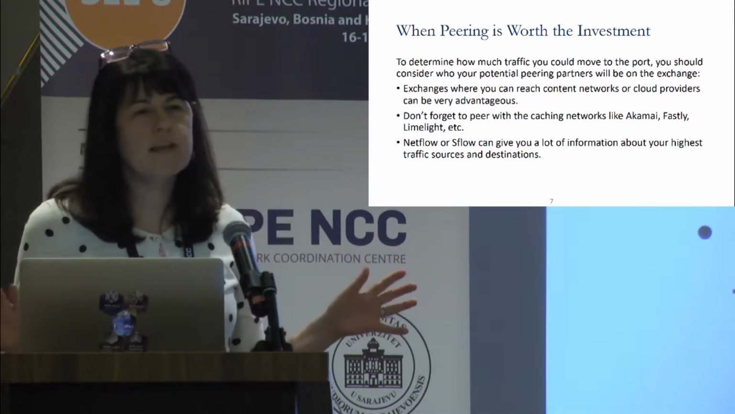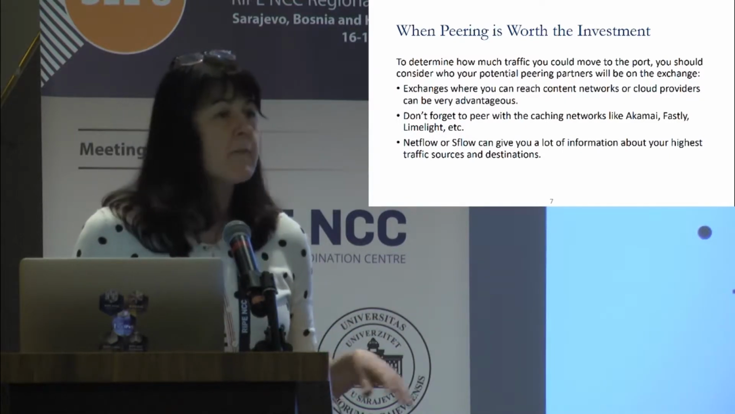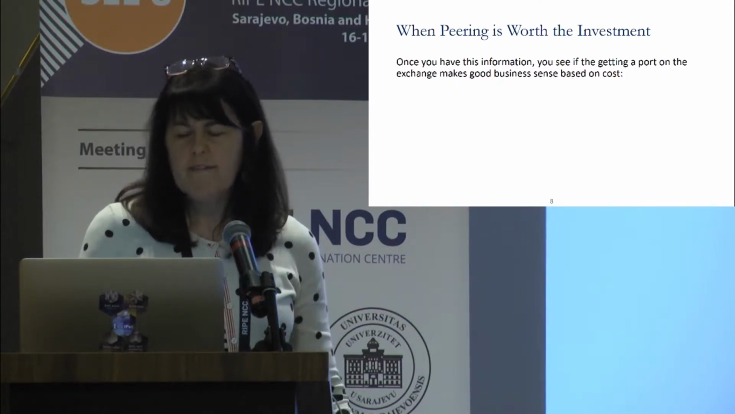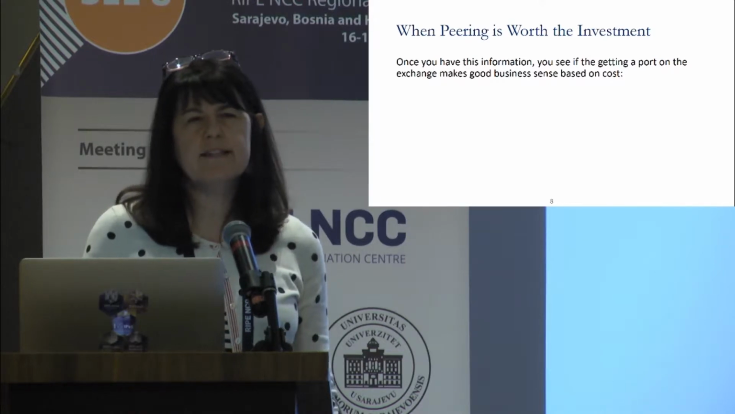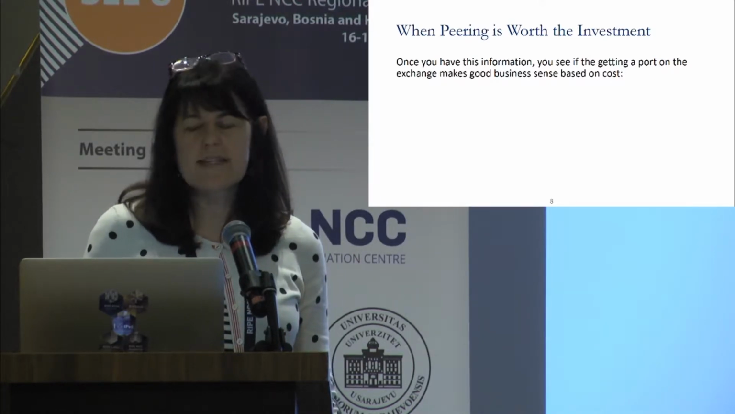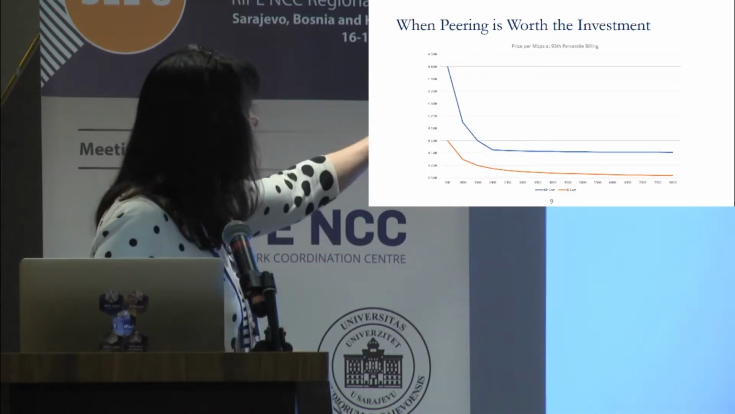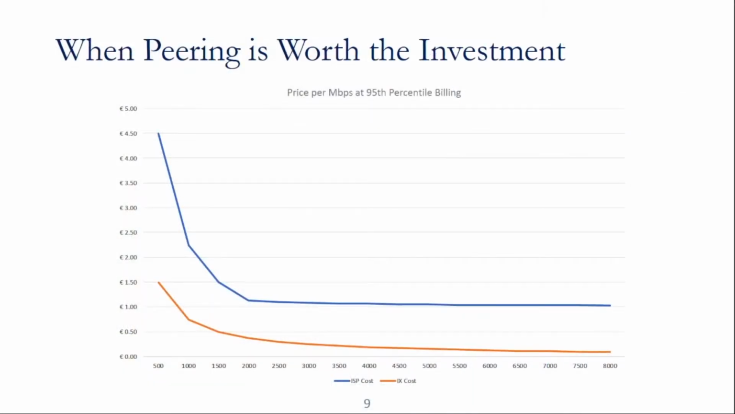So that's the reason why you should take a look at where your traffic is going, because you can make a little bit more strategic decision about who you should be peering with. Now, once you have this information, you can start to see if getting that port on the exchange is going to make good business sense based on cost. So what I've done here is I've charted those costs that we talked about earlier. Remember, we had a 2 gig commit, and we were paying $1 a megabit for bursting and for our commit price.